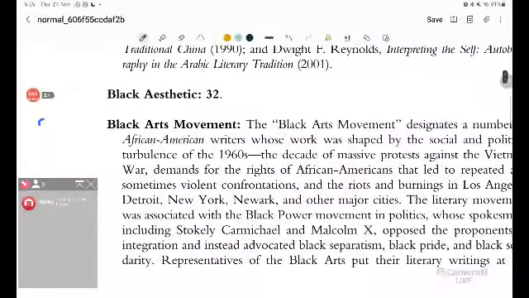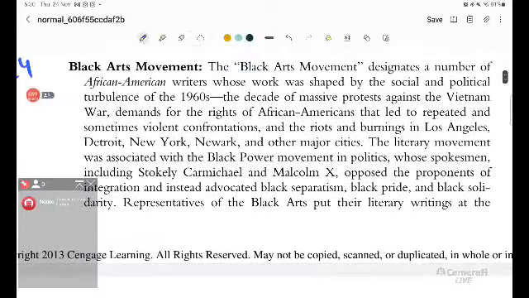Okay, next is 24. चलिए नेक्स्ट चलते हैं। नेक्स्ट है हमारे पास ब्लैक आर्ट्स मूवमेंट। क्या होता है?